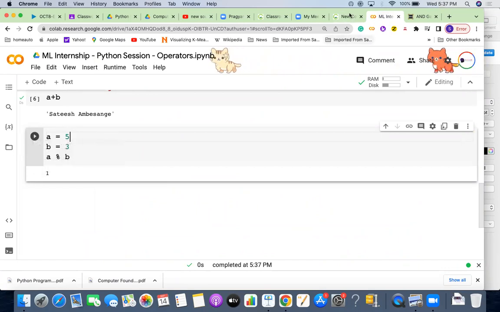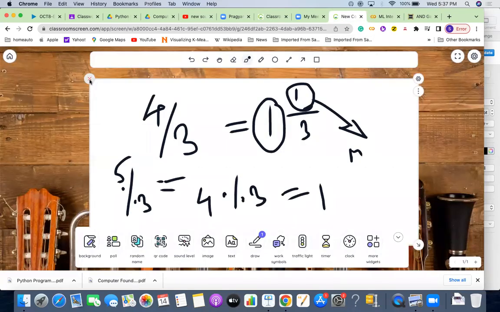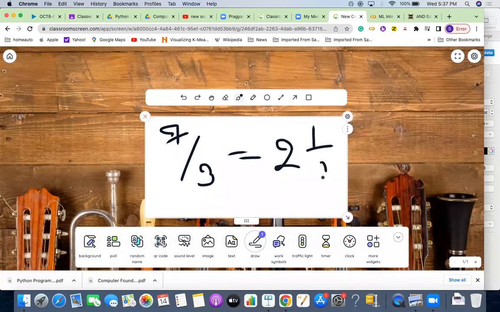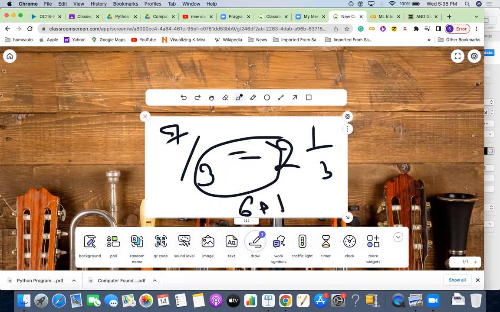You understood modulus? Okay, let me explain again. If it is 7 by 3, what will be the result? Usually it will be 2 here, and 1 by 3. So how this 2? 3 into 2 is equal to 6. Next 1 extra, so that is 1 by 3. So it's like 6 plus 1, and that is what is giving 2 and 1.